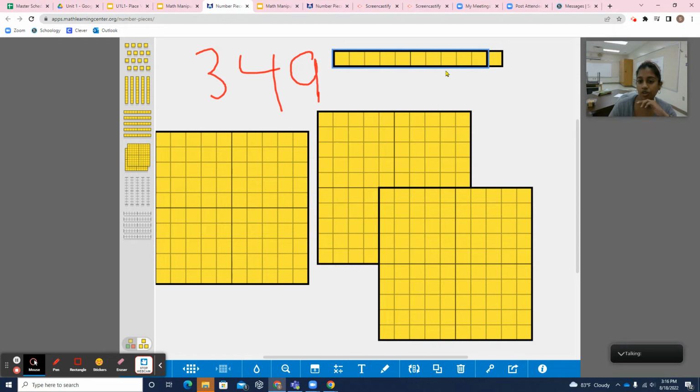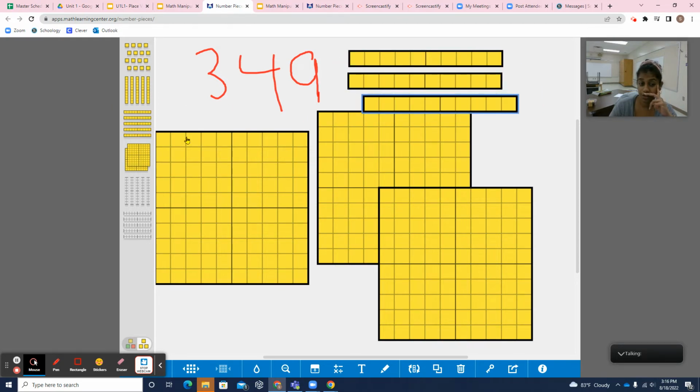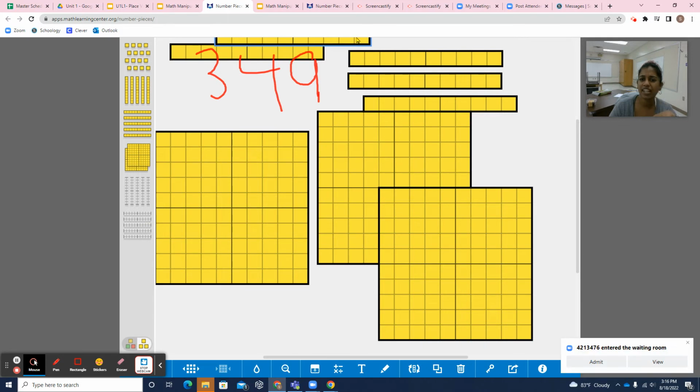310. If I take another one, that's 320, 330, 340. What happens if I take another one? Oh, that's 350. That's too many. I don't need 350. I only need 349. So let me get rid of that.